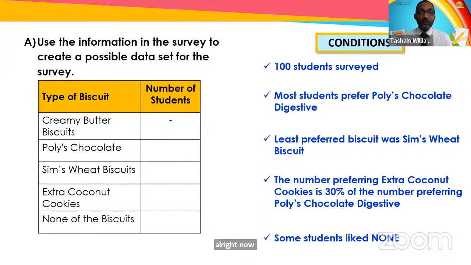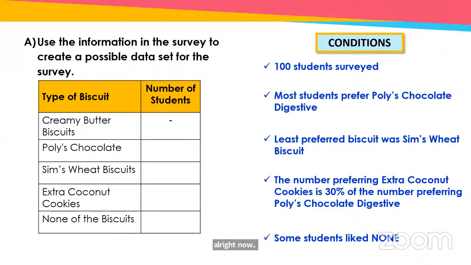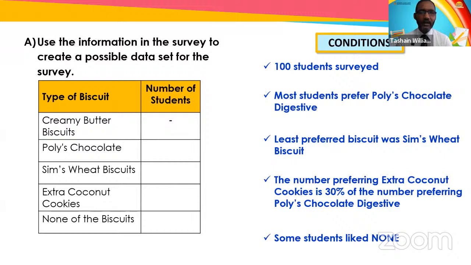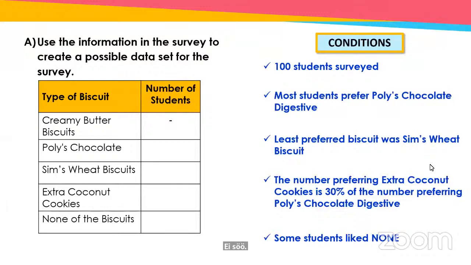Now, boys and girls, you know the conditions, all right? So if you know the conditions, I'm going to ask one student to open his or her microphone and tell me what were the numbers you chose. It says, use the information in the survey to create the possible data set for this. I want you to tell me. I'm seeing Nayla's hand up. Let's go with Nayla. Asking Nayla to unmute. Go ahead.